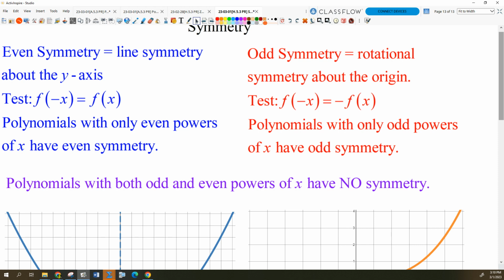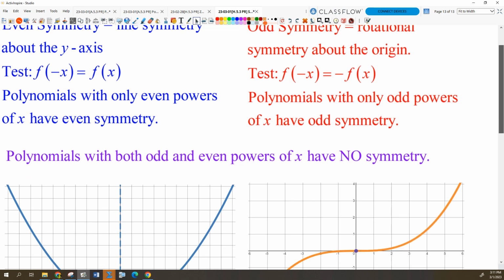You evaluate the function at -x, and if the result is equal to the original function, then that means it's even symmetry. If you evaluate the function at -x and you get the opposite, negative f of x, the opposite of the original function, it means it's odd symmetry. And if neither one of those things happens, there is no symmetry. Okay? So let's take an example.